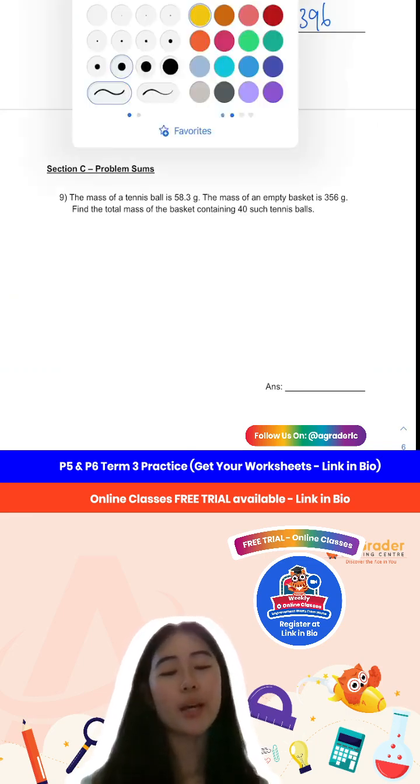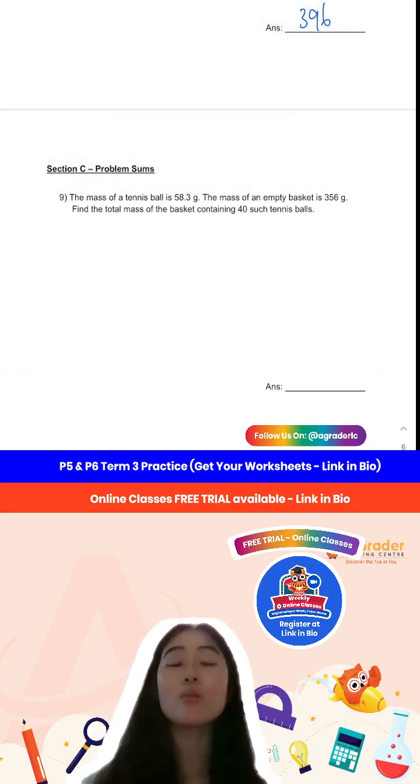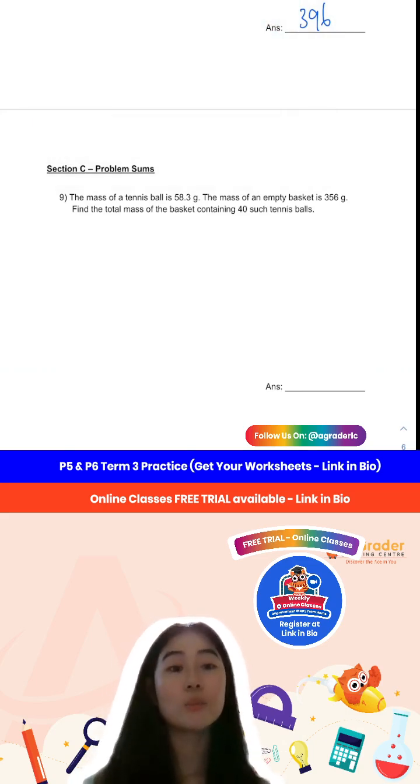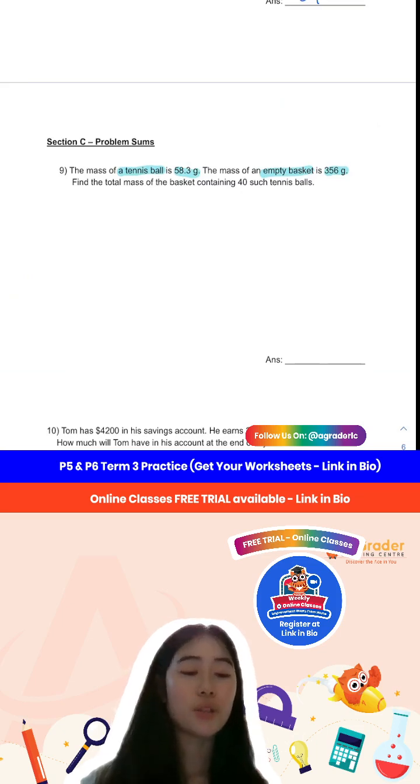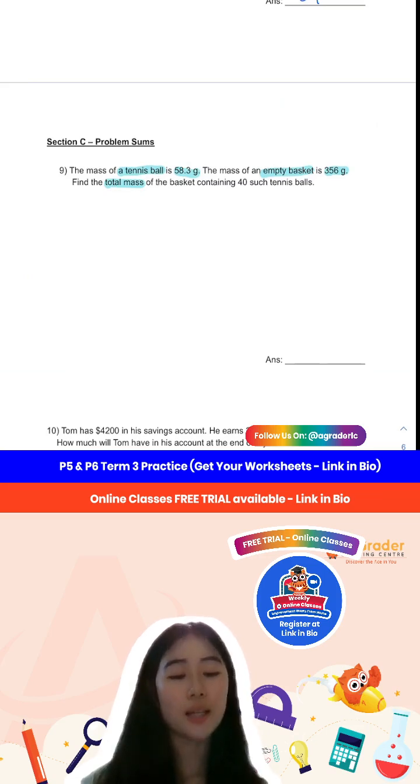Okay, so anyways, we're at problem sums now, so that means that you can use calculator. Let's look at the question here. The mass of a tennis ball is 58.3 grams. The mass of an empty basket is 356 grams. So find the total mass of the basket containing 40 such tennis balls.